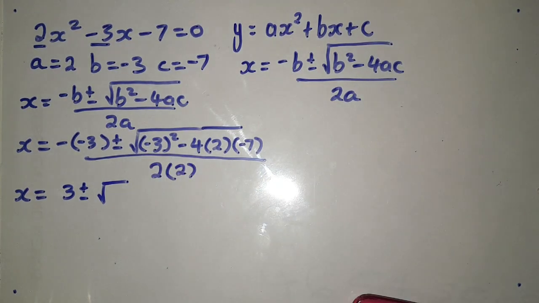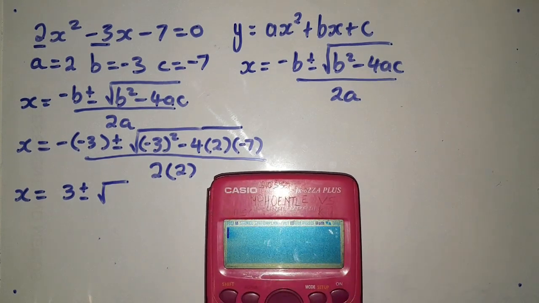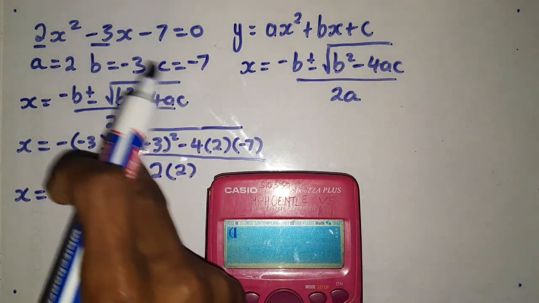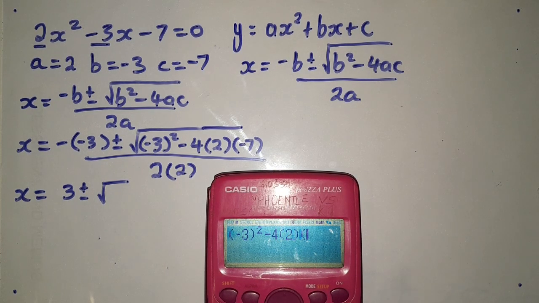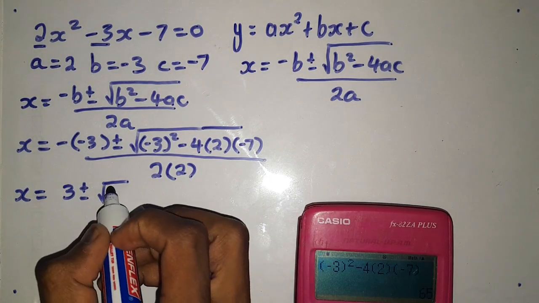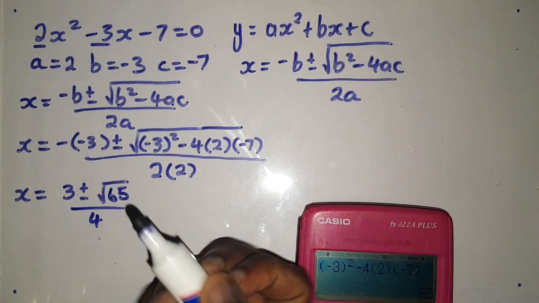Let us figure out, using a calculator, the value which is inside the square root. We have minus 3 squared minus 4 times a times c, where c is minus 7. We calculate to get 65. Then we divide by 4. It's going to be 4.